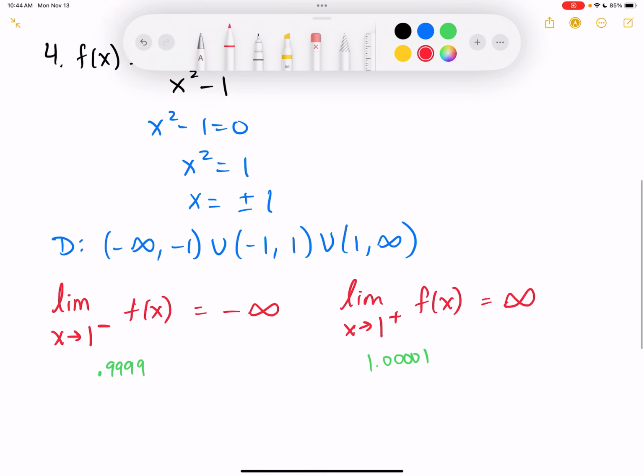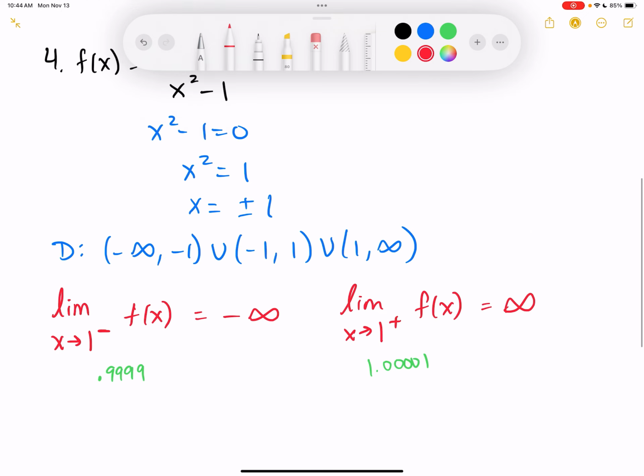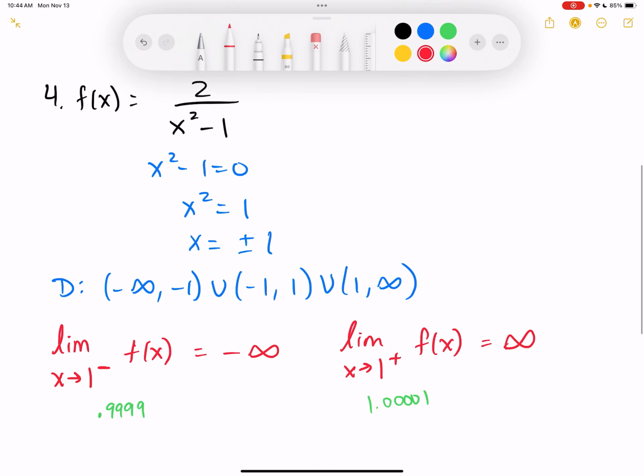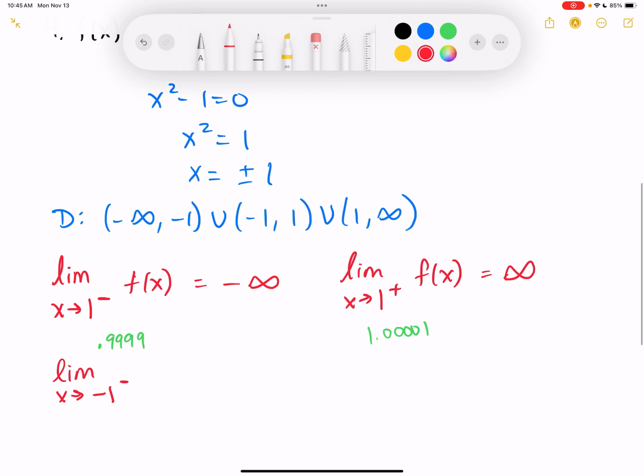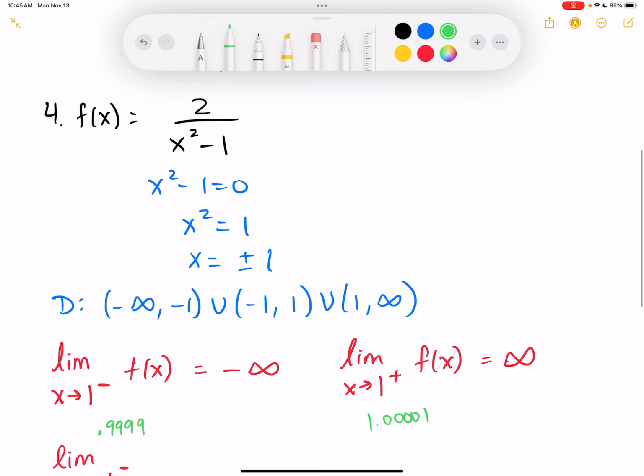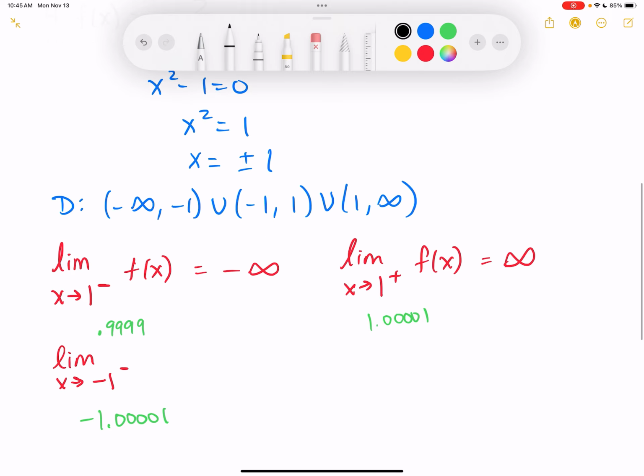So then I also need to check at negative 1 because that's the other one that's a problem. So when I do this, the limit as x approaches negative 1 from the left. So now this is something like negative 1 from the left would be like negative 1.00001. I'm going to rewrite this down here too over x squared minus 1 so we can actually look at it.